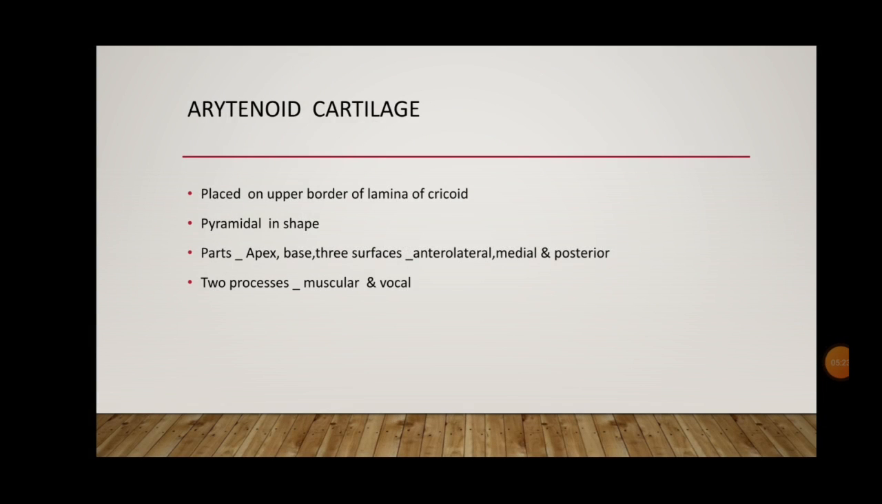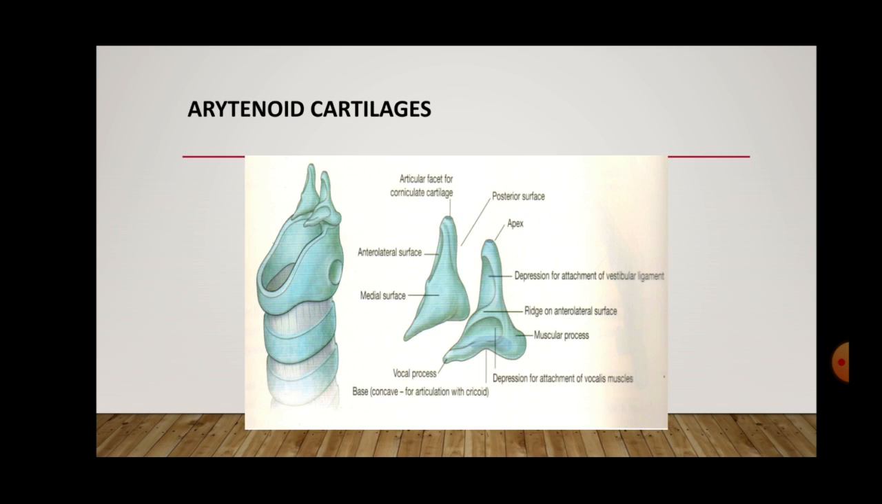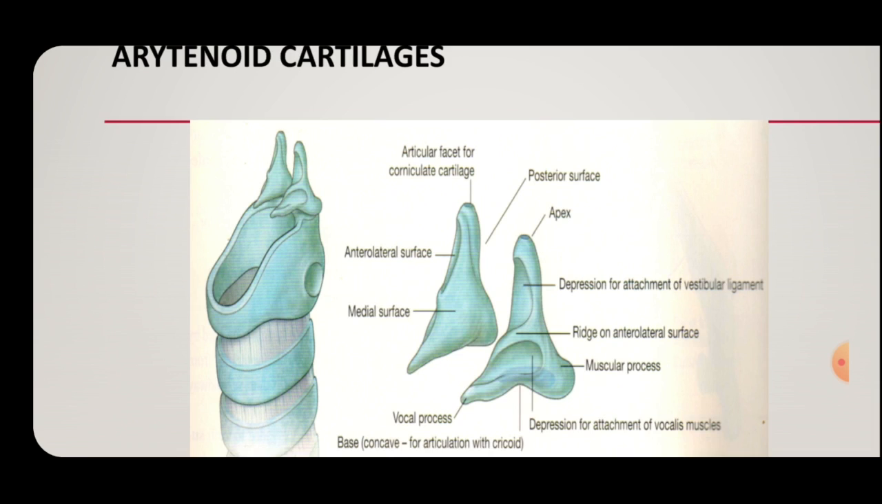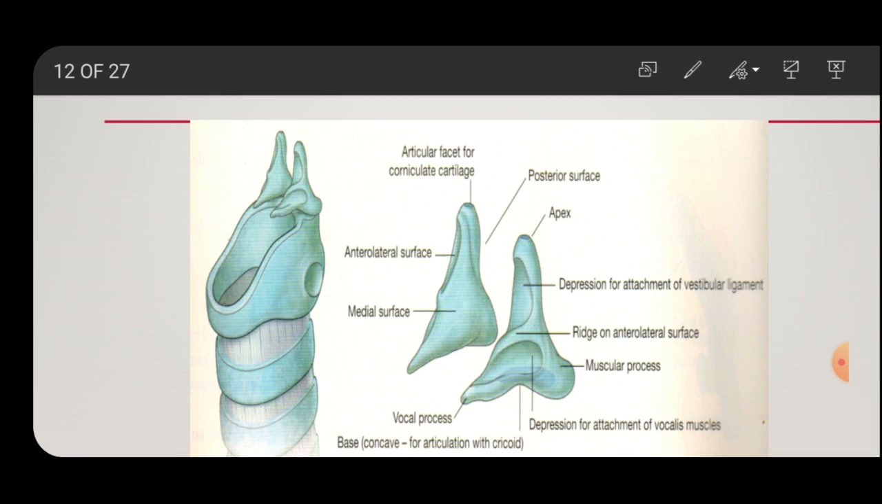So coming to the laryngeal cartilages, of these the important one is the arytenoid cartilage. So where is this arytenoid cartilage placed? See, this is the location of the arytenoid cartilages, and this is the location of the thyroid cartilage. The arytenoid cartilage is placed on the upper border of the lamina of the cricoid cartilage.